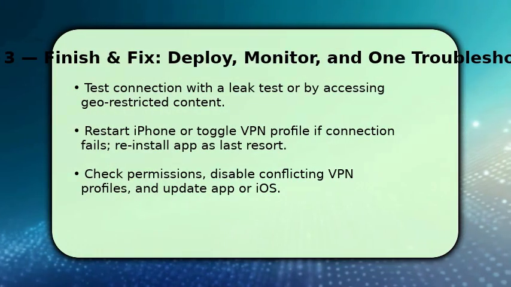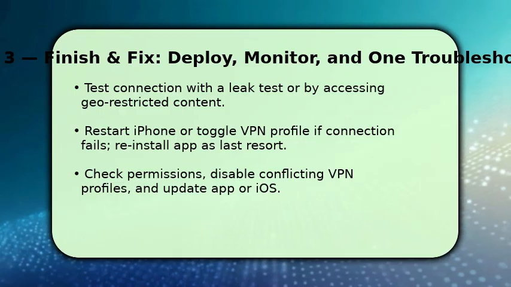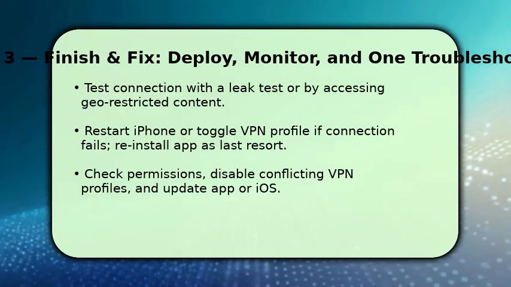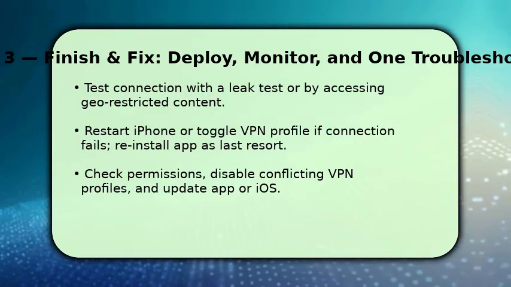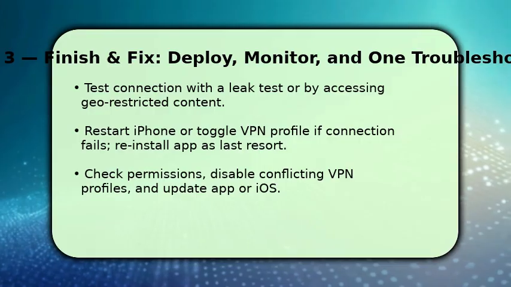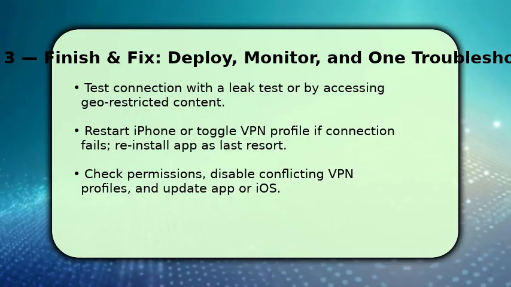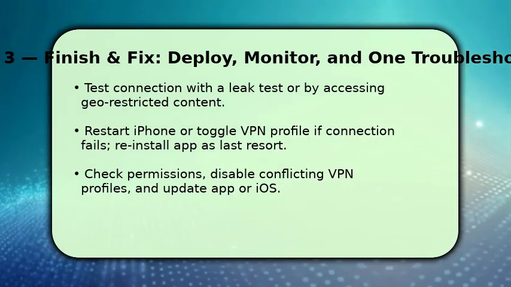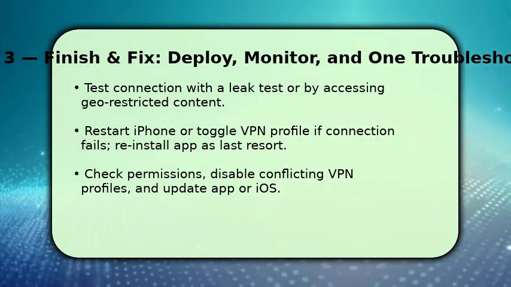Finish by verifying the VPN actually protects you. Run a DNS/IP leak check or open a region-locked site to confirm the reported location matches the server. If you see issues, toggle the VPN off and on, restart your iPhone, and reopen the app. This often clears profile conflicts. If problems persist, remove extra VPN profiles in Settings, reinstall the app, and update iOS.